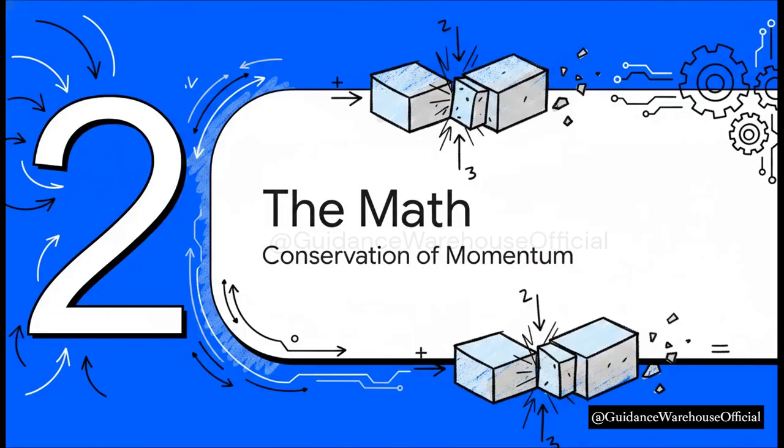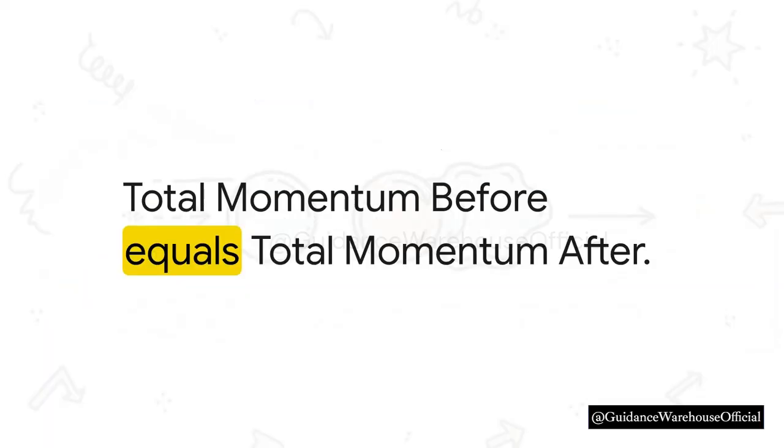Section 2. The math. Conservation of momentum. Let's look at the mathematical engine driving this. Our foundational rule here relies on the conservation of momentum. Because the net external force on our puck and goalie system is zero, assuming friction on the ice is negligible for that split second, the total momentum before the crash must exactly equal the total momentum after the crash. Mathematically, P1 plus P2 equals P1 prime plus P2 prime.